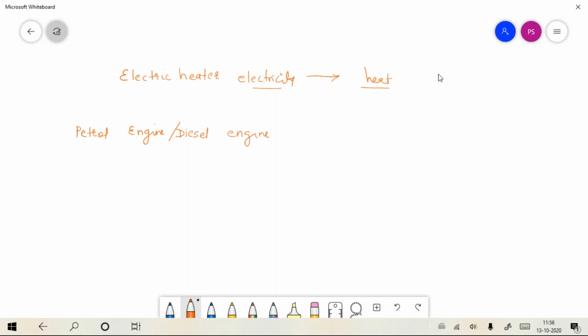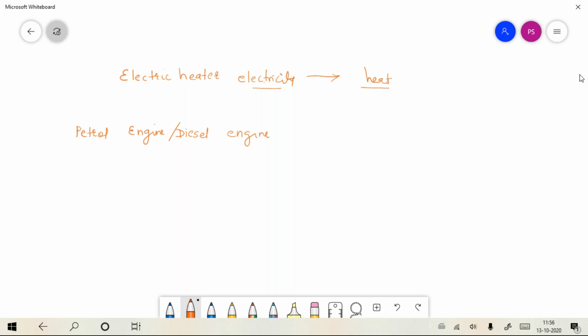Yeah, Ganesh, correct. So electric heater would convert the electricity to heat. Tanya, that is right. It is converting the electricity to heat. Okay. And what about the petrol engine?